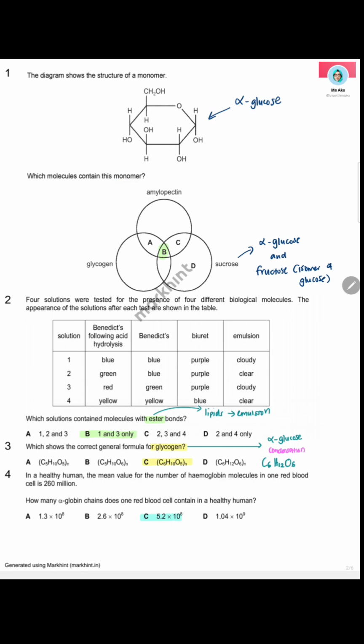All right, so monomer, a single unit of a particular structure. So in this case, we have amylopectin, sucrose, and glycogen. Now, sucrose is a disaccharide, okay, which contains alpha glucose as well as fructose. Now, fructose has the same carbon number as glucose, so it also has the same formula, which is C6H12O6.